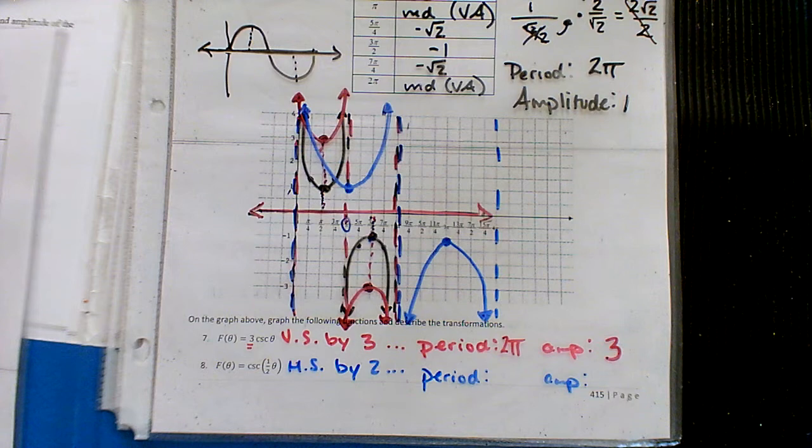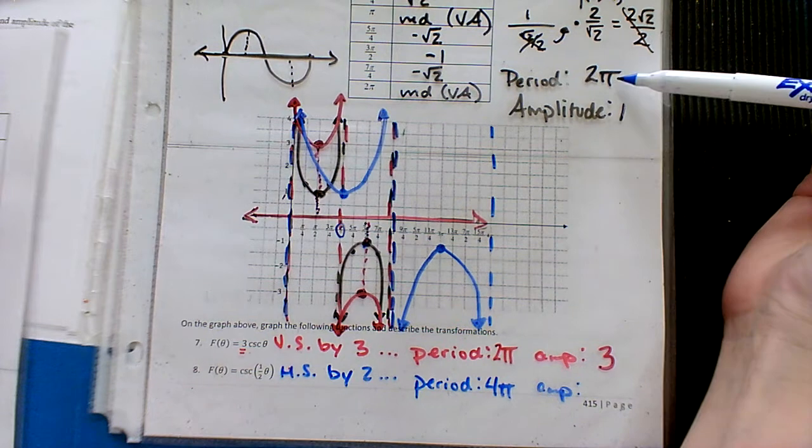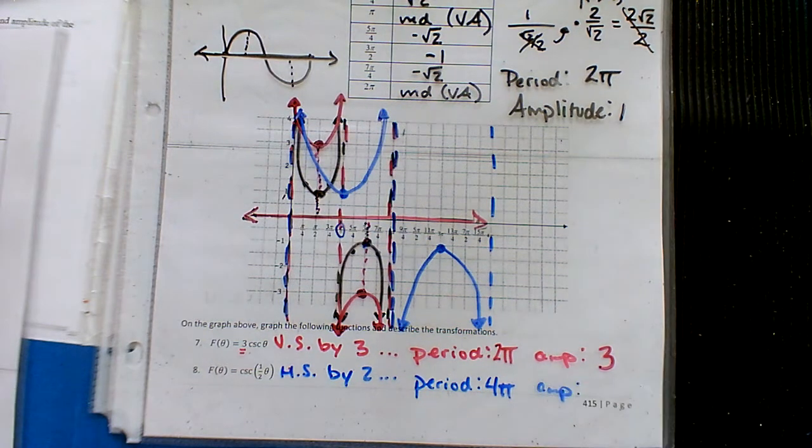Can we identify period and amplitude? How wide is our blue graph? Yeah, 4 pi, good. If we double the length, we're doubling the period. If the original period was 2 pi, we double it, we get 4 pi. What about our amplitude of the blue graph? Yeah, it's still 1. Good, we didn't change the height. All right, let's try a practice one.